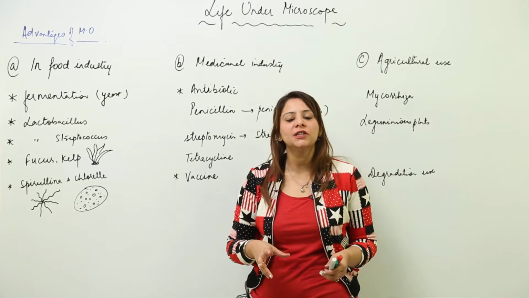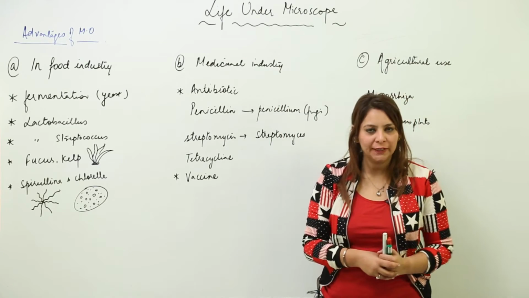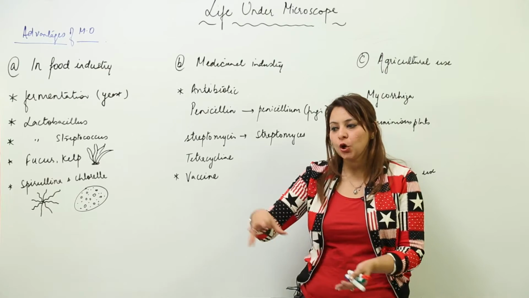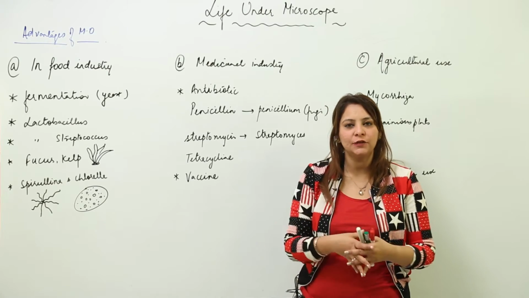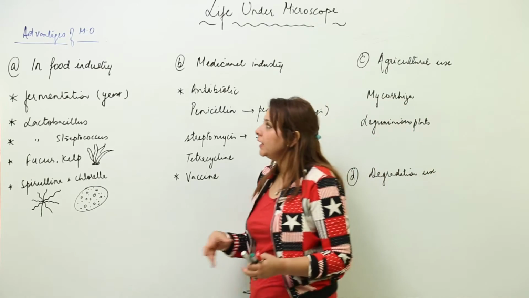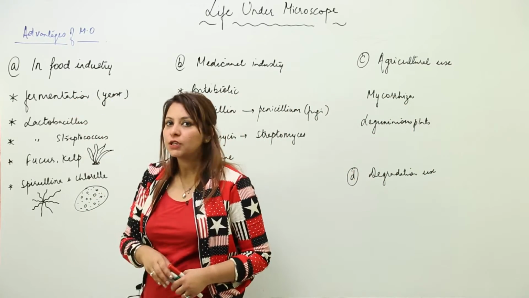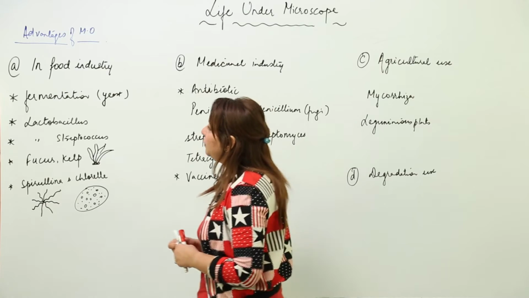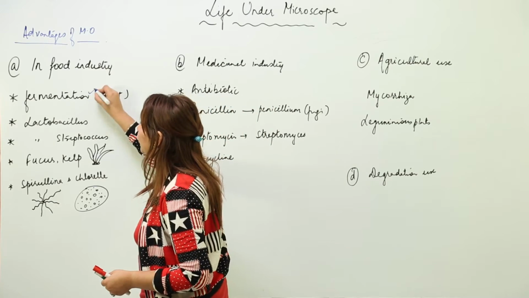Now we are going to focus on the advantages of microorganisms. They cause many diseases, but on the other side they have another nature: they are widely used in different industries. One, they are used in food industries. Where they are used, they are basically used in a process of fermentation.